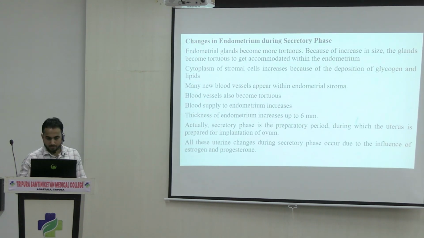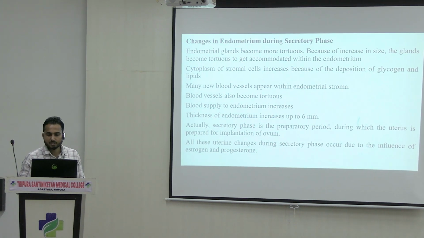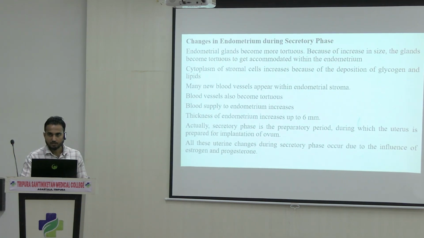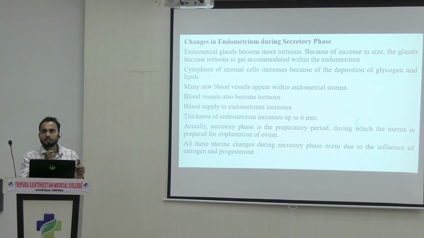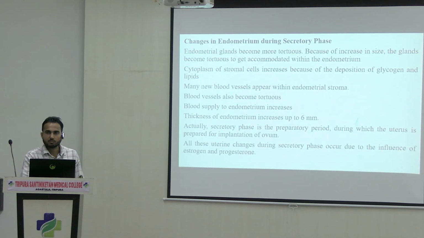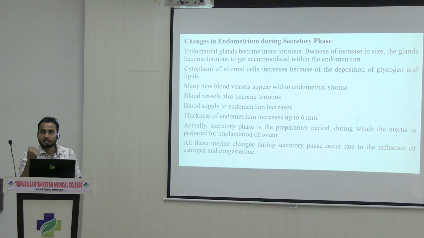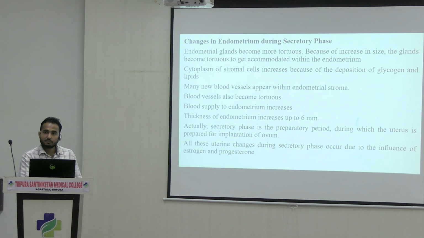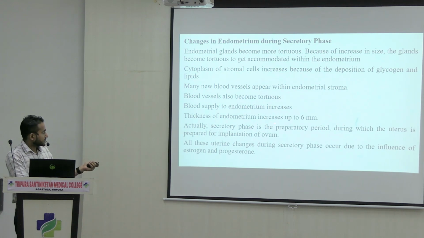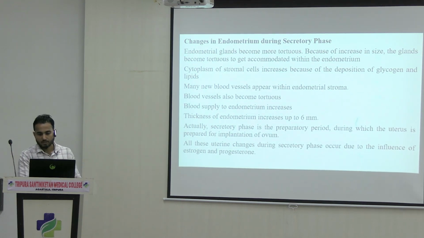Now what happens in the secretory phase? As you can see, endometrial glands become more tortuous. That means the size of the endometrial gland will increase further, then it will become tortuous. Though the size increases, it will be filled with secretion. Now what type of secretions are present? Mainly glycogen and lipid will be filled inside the uterine glands which are present in the stroma. Then many blood vessels will appear. That means blood supply will increase in the stroma. After that the blood vessels will become tortuous. Next, the thickness also increases up to 6 to 7 millimeter.